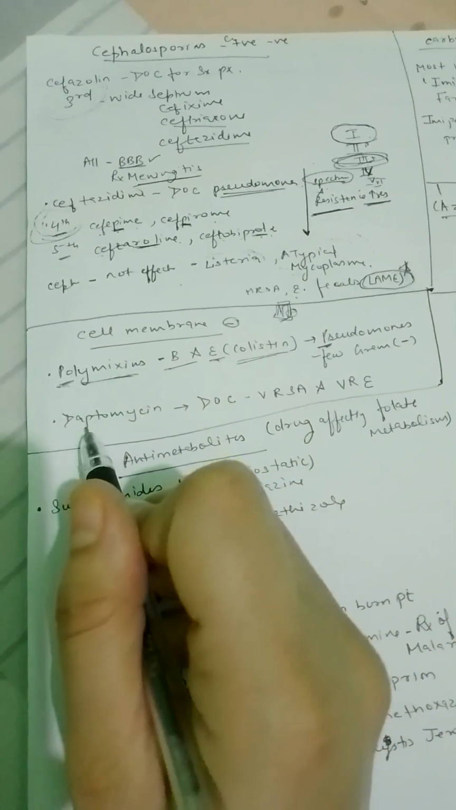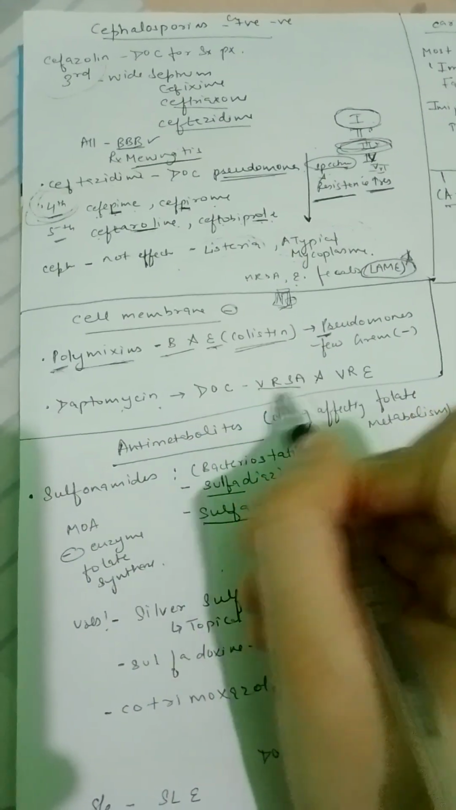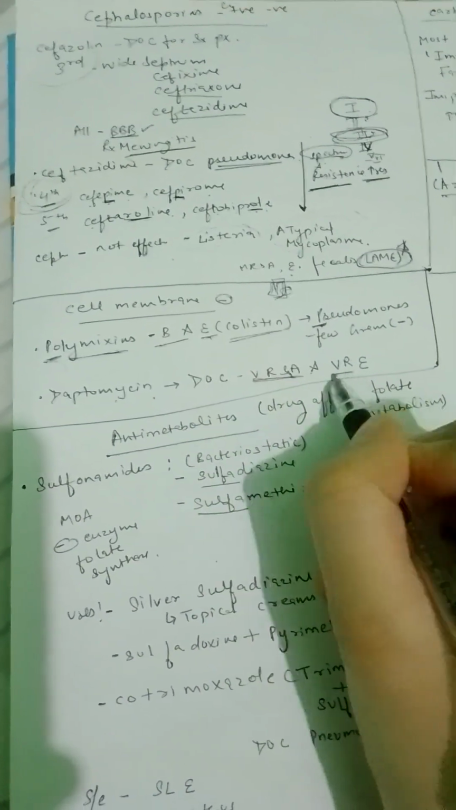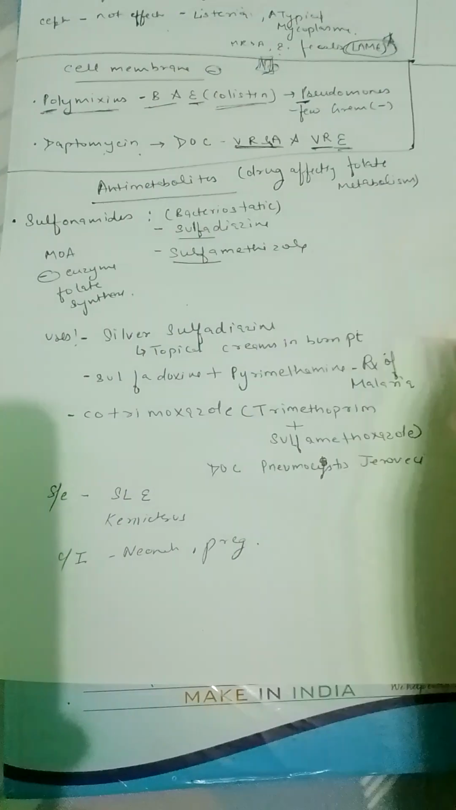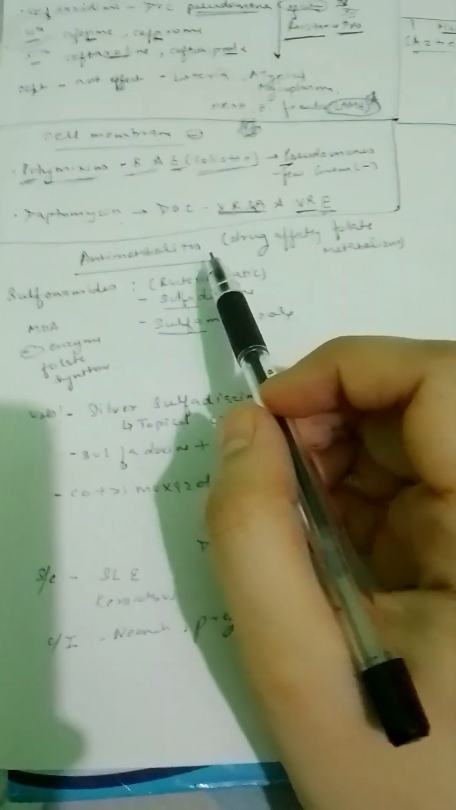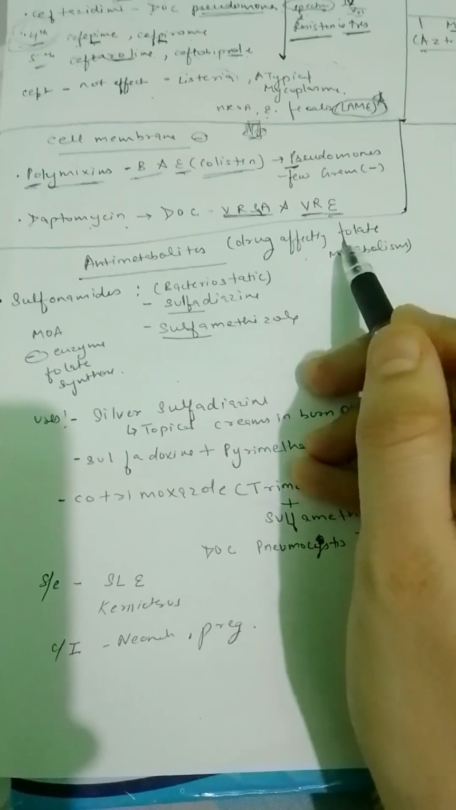Now another one is daptomycin. Daptomycin is the drug of choice for vancomycin resistant Staph aureus and also vancomycin resistant Enterococcus. Then the last topic of this video is antimetabolites. Antimetabolites are the drugs which affect folate metabolism.